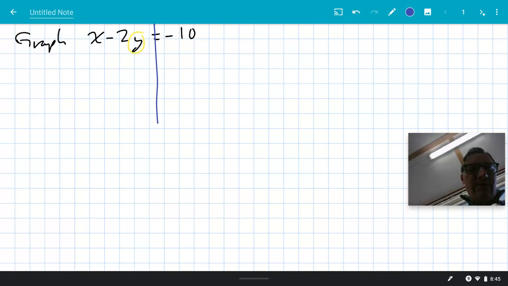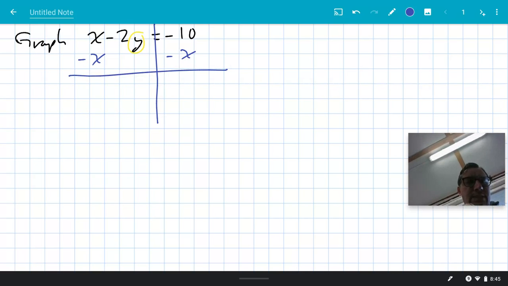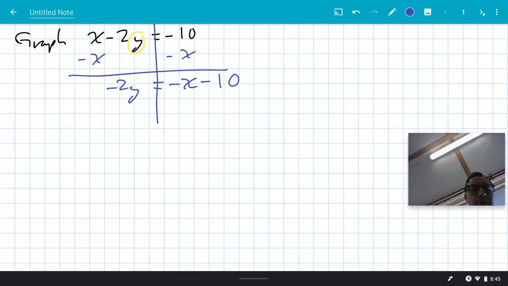So I hope that you gave it a shot. We are going to subtract x from both sides. X minus x is 0. I'm going to write negative 2y because it's still there on the left side of the equal sign. Negative 10 minus x can't be combined because one has an x and one does not. I'm going to put the x term first because I want it in y equals mx plus b format eventually.